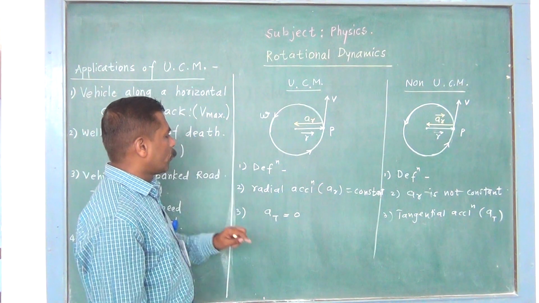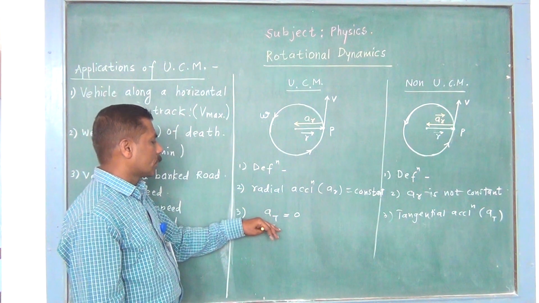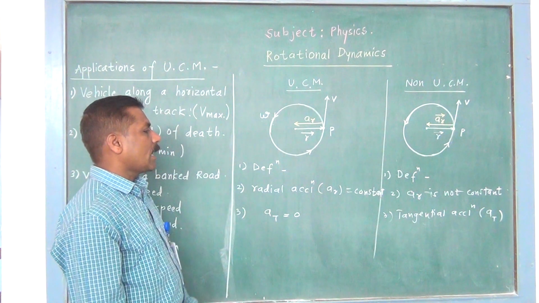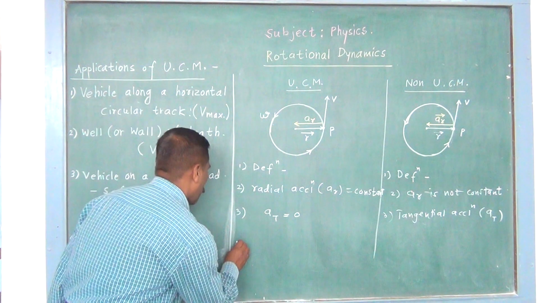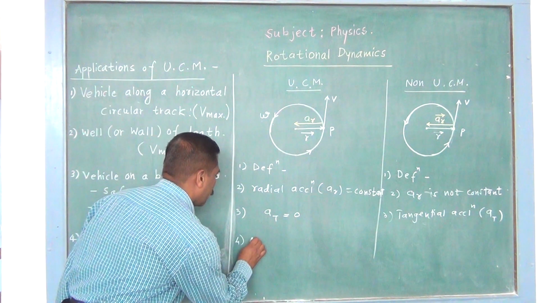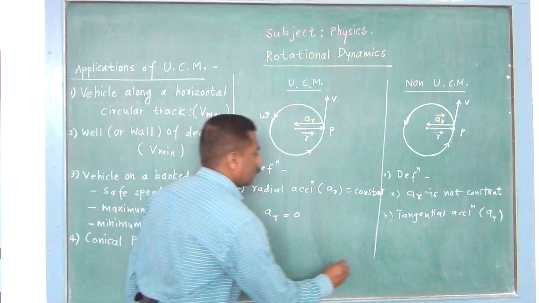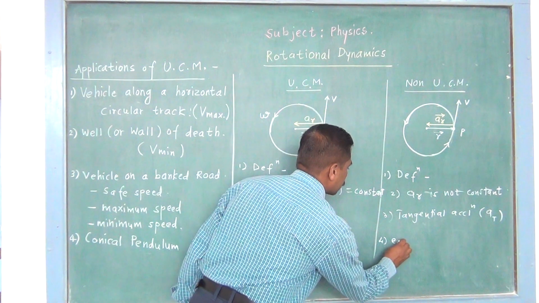In case of uniform circular motion, tangential acceleration is 0. And the fourth point, you can remember the example related to this.